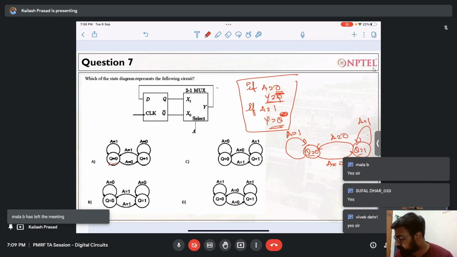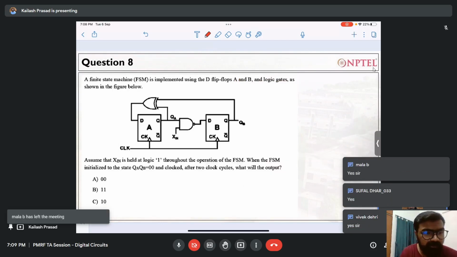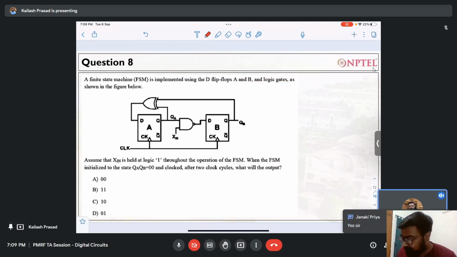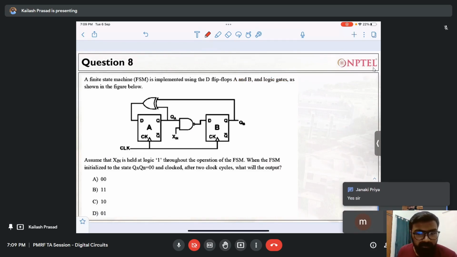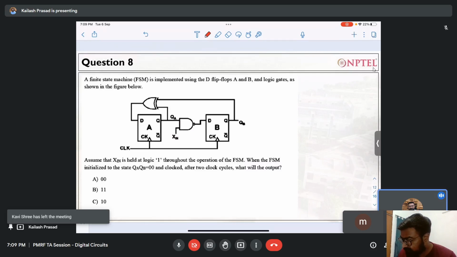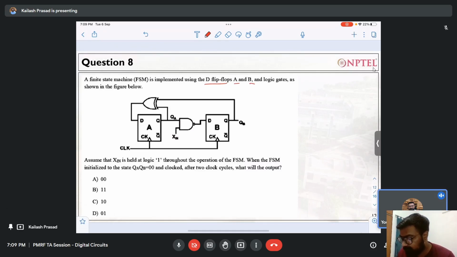So moving to next question. Again, one of the questions. There is a finite state machine that has been drawn over here. You consider this as an FSM, and the question is, it has been designed using D flip-flops A and B. So I have two D flip-flops A and B, and I have a couple of logic gates. I have a NAND gate and I have an XOR gate. Let us first understand what are the things we have. We have two D flip-flops, one XOR gate, one NAND gate.